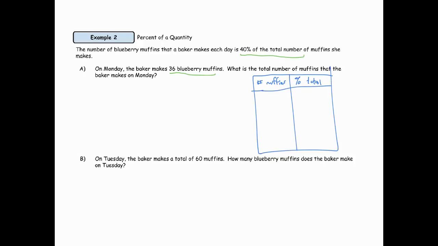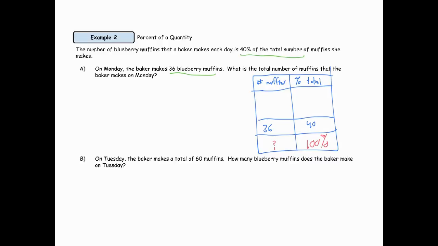Now we know that the 36 blueberry muffins is 40% of the total. So I'm just going to put that somewhere in the table there. And what we're trying to figure out is the total number of muffins that she makes. And that total, that would be the 100%, because it's the whole thing. So we just need to figure out how many muffins that is.